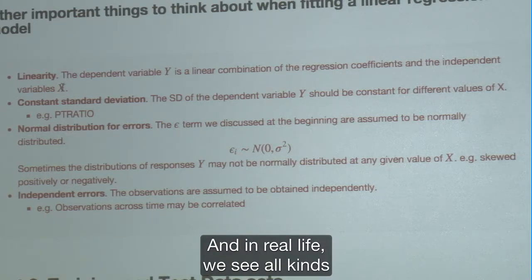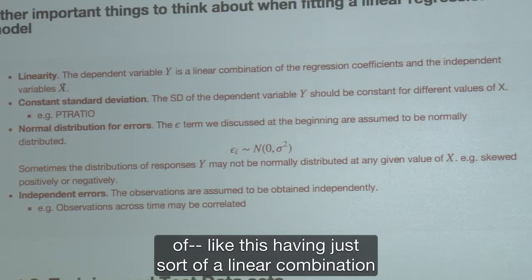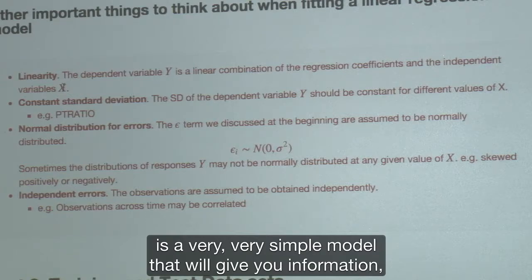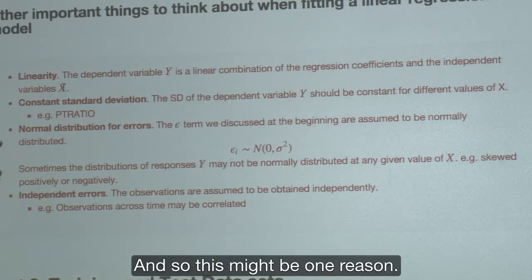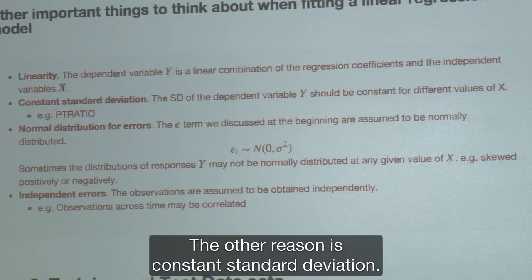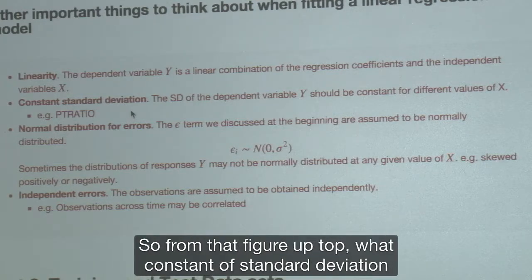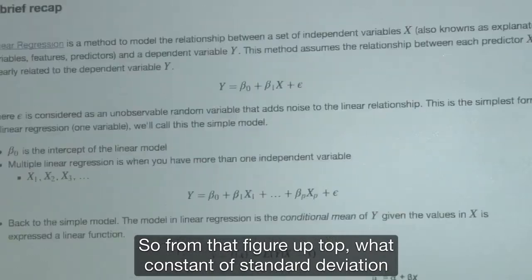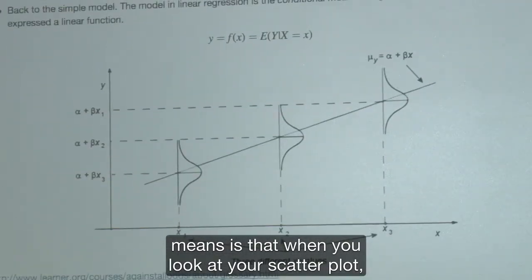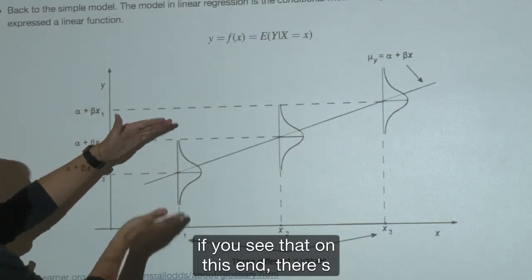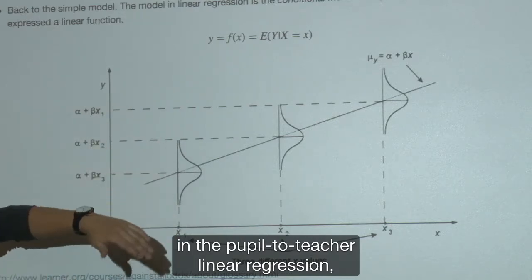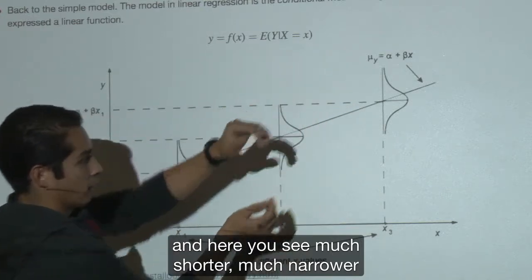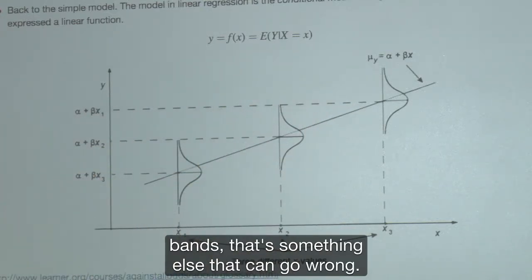In real life, we see all kinds of things. Having just a linear combination is a very, very simple model that will give you information, but it won't necessarily fit well all the time. So this might be one reason. The other reason is constant standard deviation. From that figure up top, what constant standard deviation means is that when you look at your scatter plot, if you see that on this end there's a very wide range of values, kind of like in the pupil to teacher linear regression, and here you see much narrower bands, that's something else that can go wrong.